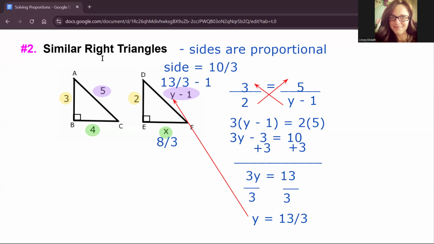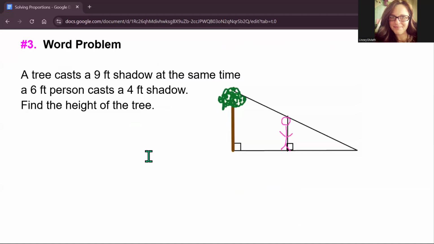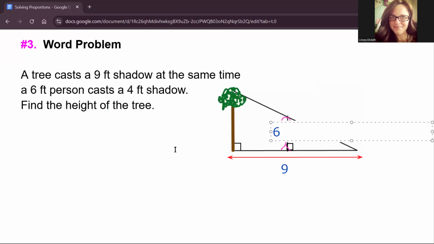And the last one, number 3, we'll take a look at a word problem. A tree casts a 9-foot shadow. So the tree's shadow, 9 feet long, this entire length. At the same time, a 6-foot tall person casts a shadow, so just from here to here, 4 feet long. How tall is the tree?